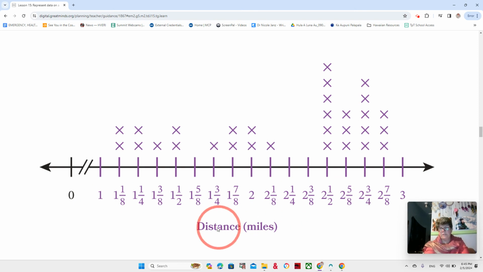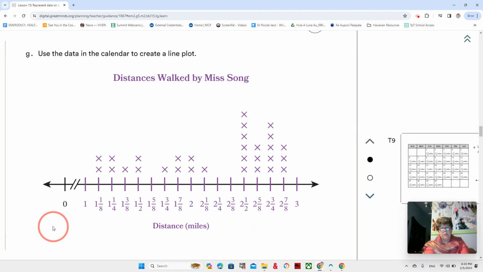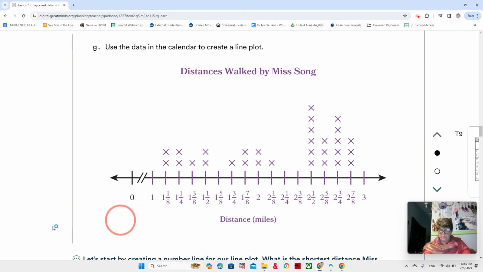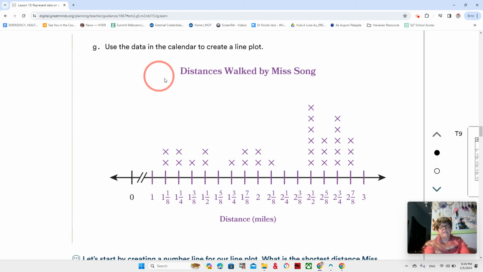They're not pieces of pizza, right? Distance in miles. And we want to make sure that we label that. And then if somebody looks at this, do they have any clue what this is about? Right? So we need to put a title. And as you can see, we have the title Distances Walked by Miss Song. So please make sure you're titling and labeling your line plot that you made in your book. It should look a lot like this.